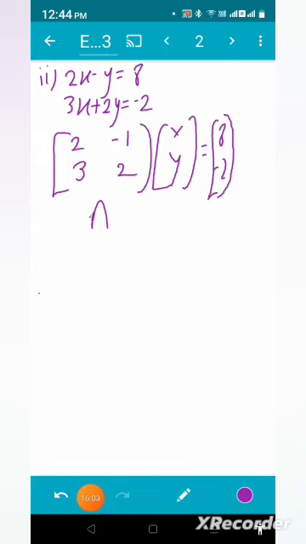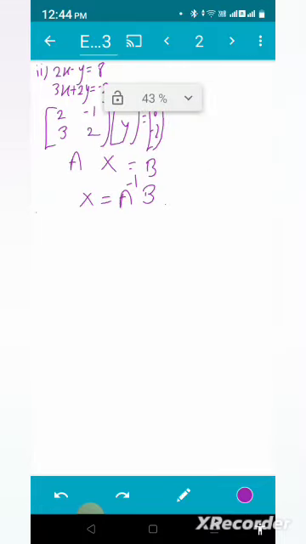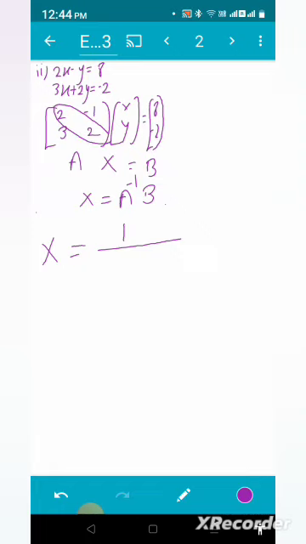This is like A, this is like X, this is like B. So I want the X value, so A inverse into B. A inverse, I created the simple format for finding A inverse, that is 1 by determinant value 2 into 2 times 4 plus 3, because I have minus 3 but the evaluated value also has some minus 1, so minus into minus is plus, so plus 3.